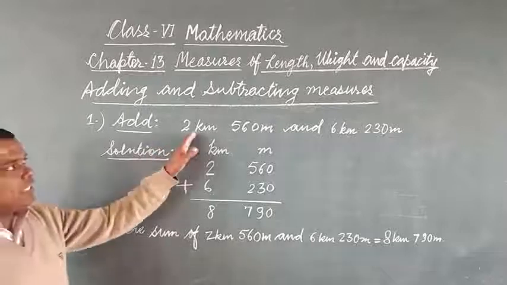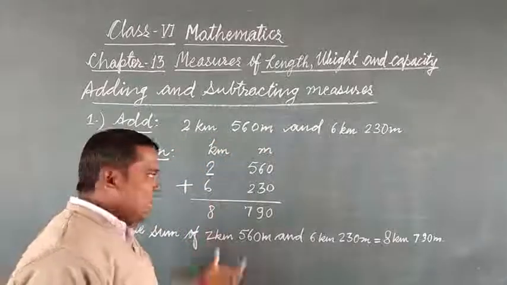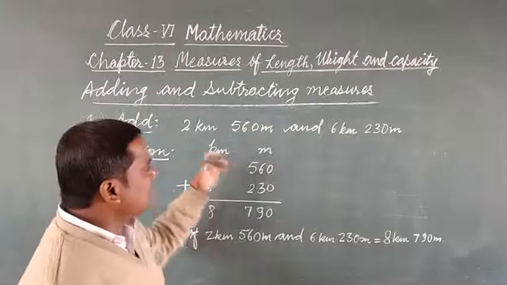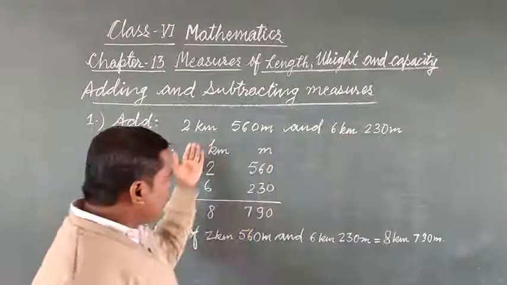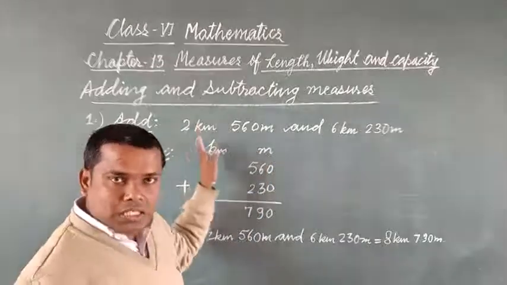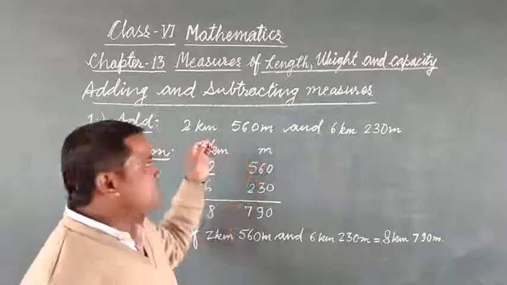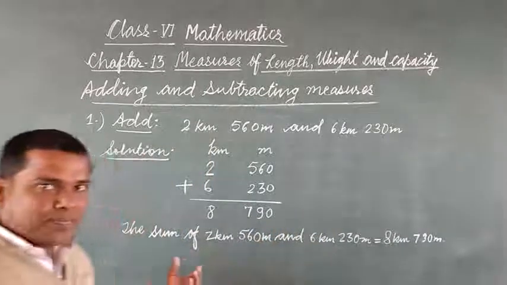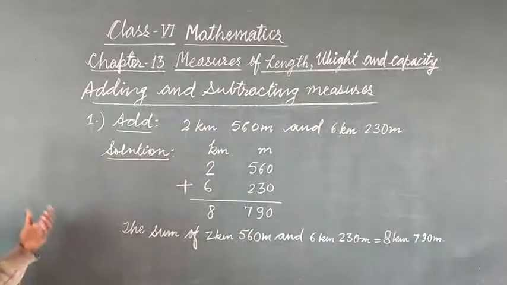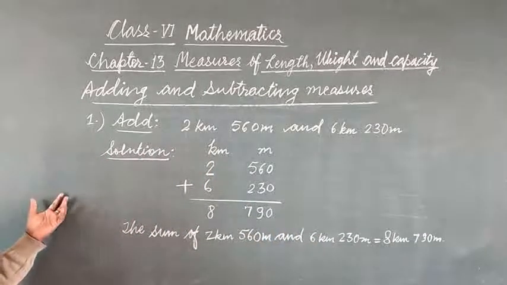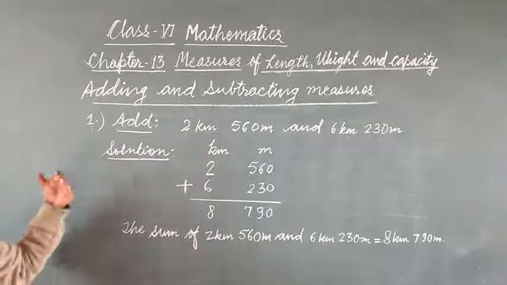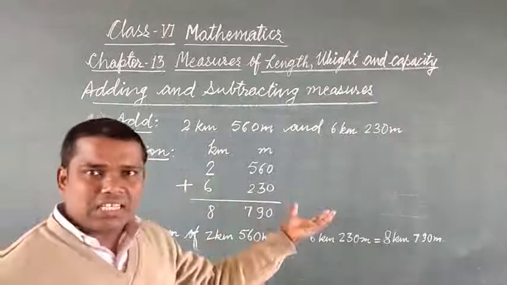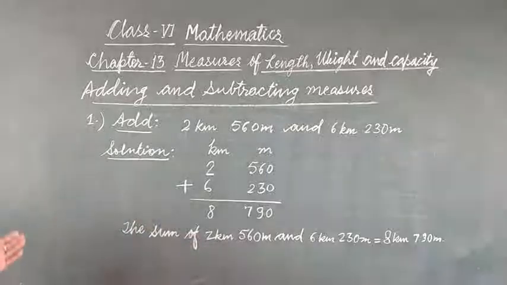Similarly, if liter and milliliter are given, you can add in the same way. Here you will write liter, here milliliter, and below you will write the numbers which are given and you will add. As for example, liter and gram, kilogram, etc. So this example I have already made clear to you. When two lengths are given to you, you can easily add.